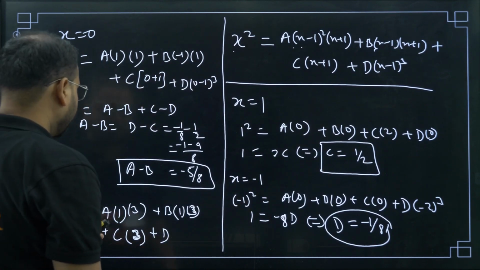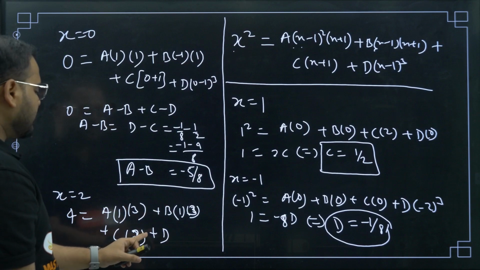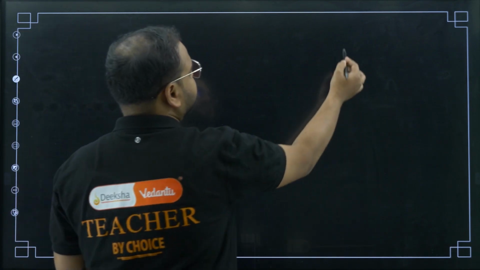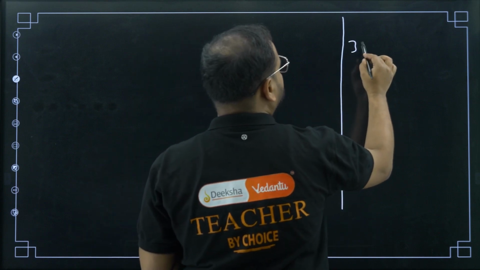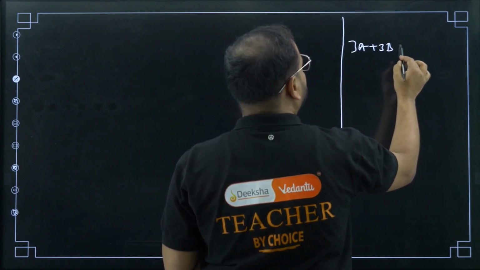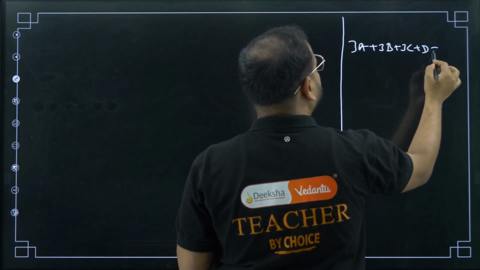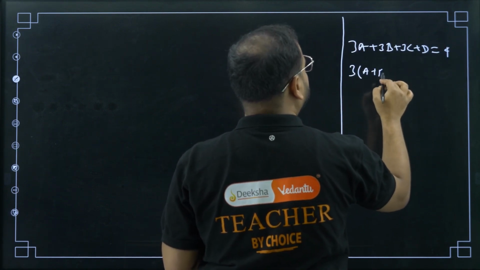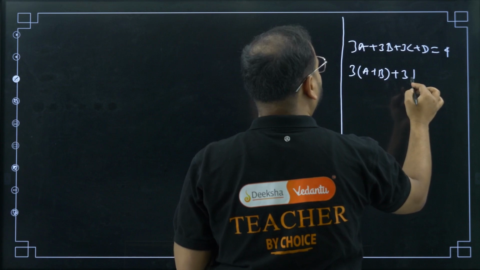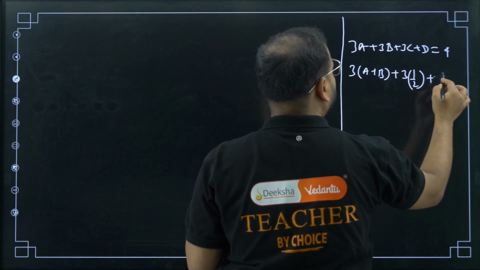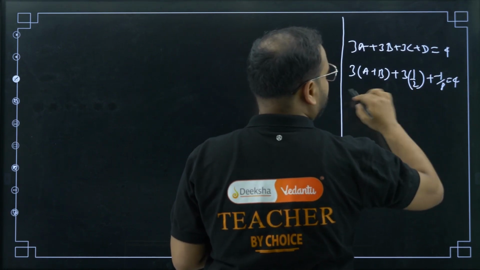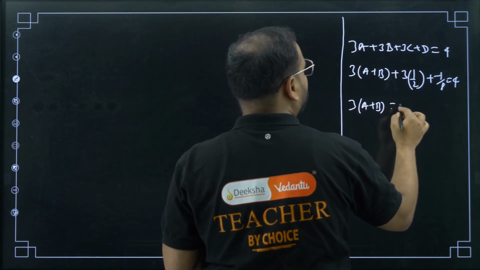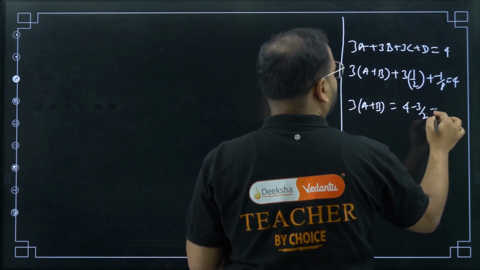Okay, so have a look. I have 3a plus 3b plus 3c plus d equals to 4. So I get 3 times of a plus b. What is my 3c? 3 times of 1 by 2, so 3 by 2. And d is minus 1 by 8, equals to 4. Bring everything over this side. I get 3 times of a plus b equals to 4 minus 3 by 2 plus 1 by 8.